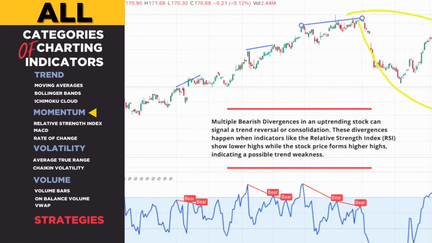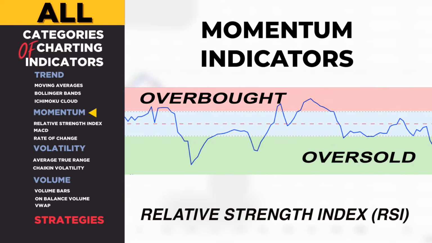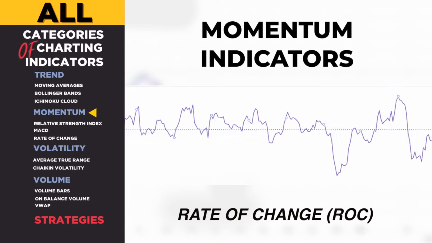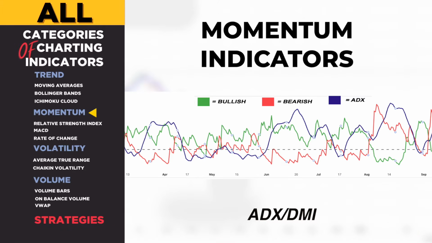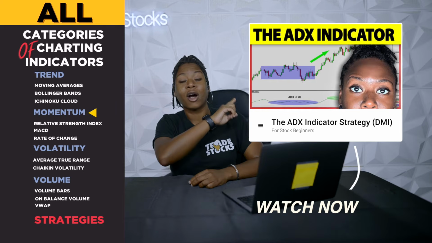Some of the most commonly used momentum indicators are the relative strength index, okay, the RSI, the MACD, okay, moving average convergence divergence, the rate of change, and the ADX DMI indicator. I actually go over that in full detail in this video, so make sure you watch that video on the ADX and the DMI.